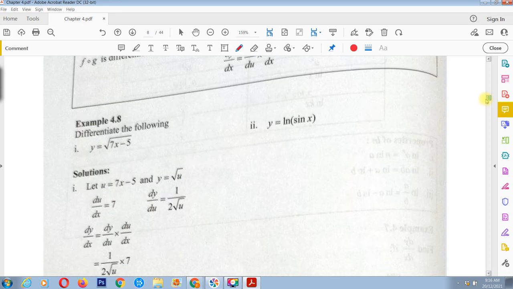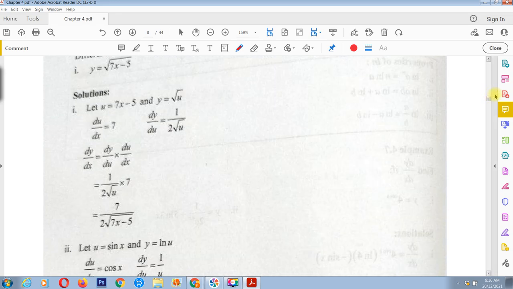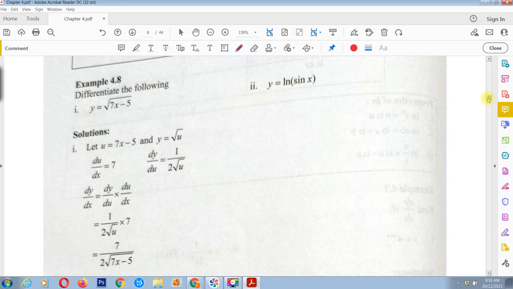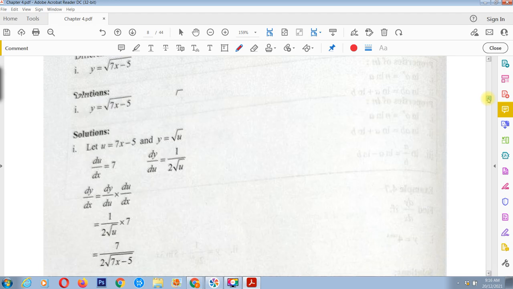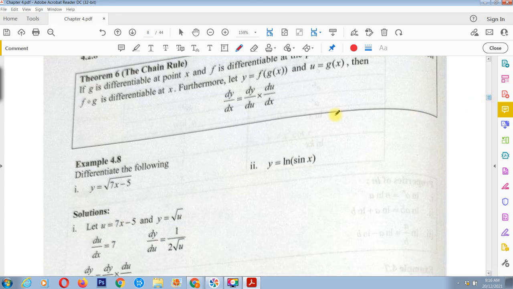The chain rule is like a function in a function, so we can apply the chain rule. We have this function, the square root of a function. Square root is a function, and in the square root we have a function. For this we have ln, and in ln we have a function, sin x. So we apply the chain rule.